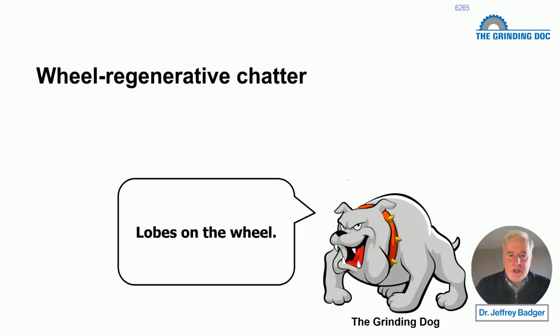You might want to first watch the video on workpiece regenerative chatter because it's more common, number one, and number two, it's sort of the same mechanism. Just one is occurring on the workpiece and one is occurring on the wheel. And then after that, watch the wheel regenerative chatter one, this video, where I explain the fundamental mechanisms of what is actually causing the chatter.